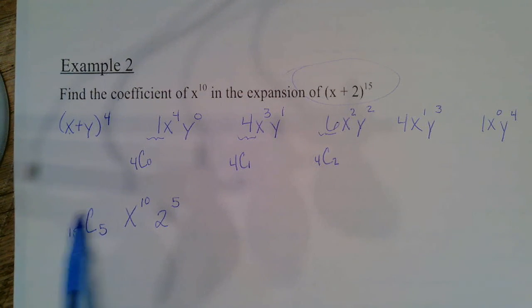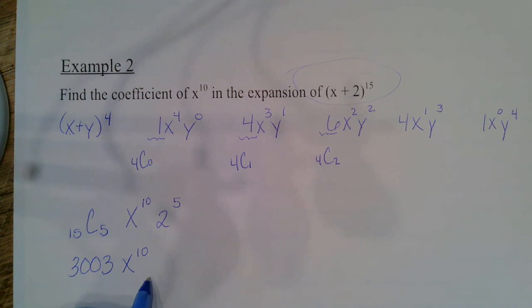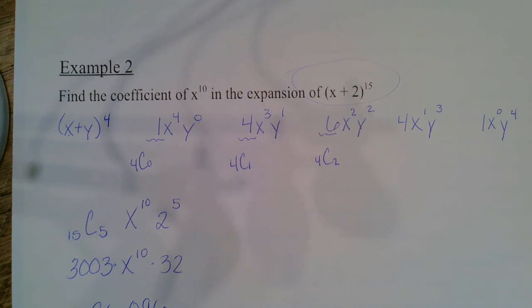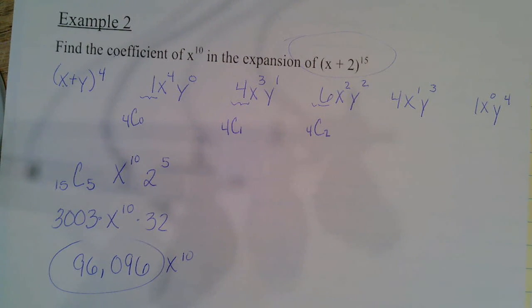So when I plug in 15 choose 5, I get 3003, and 2 to the 5th is 32. So then I have to do 3003 times 32, and I get 96,096. That would be the coefficient of my x to the 10th term. Okay, there you go.